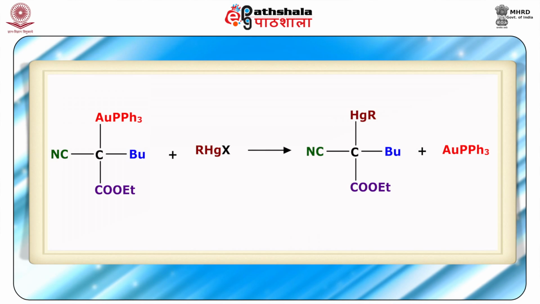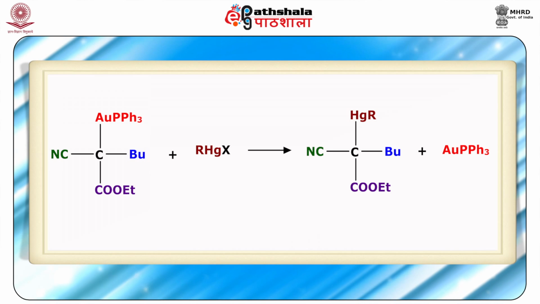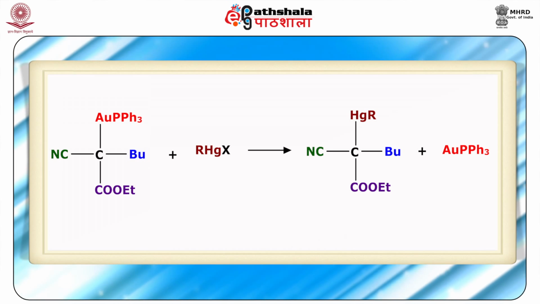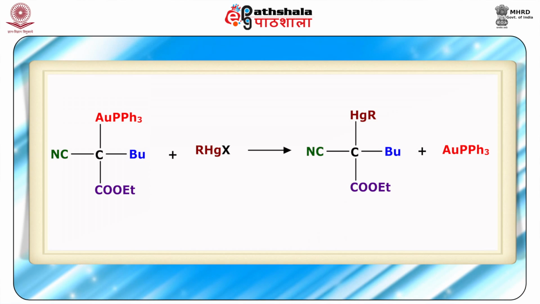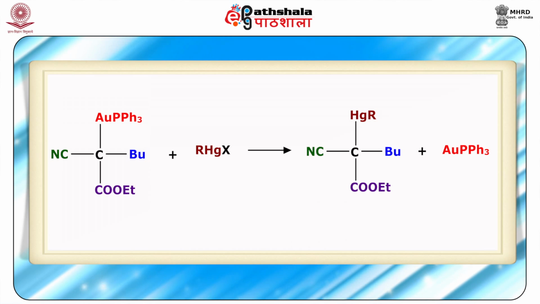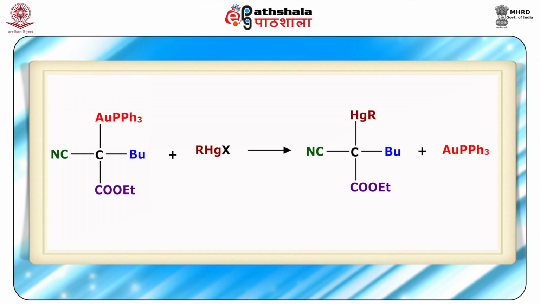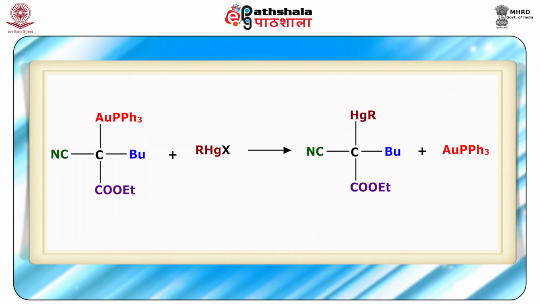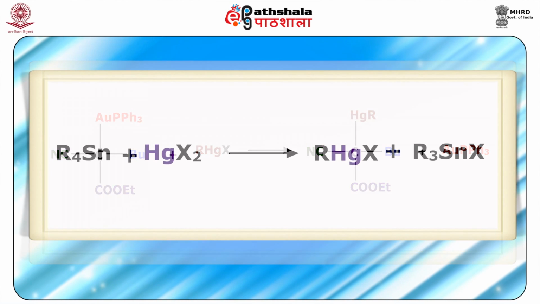The substitution of 1-cyano-1-carbethoxypentyl triphenylphosphine gold(I) by alkyl mercury salts was found to follow the SE2 mechanism, and this reaction you can see is depicted here. So, here again this particular group is getting substituted with RHg, and this is the SE2 mechanism.